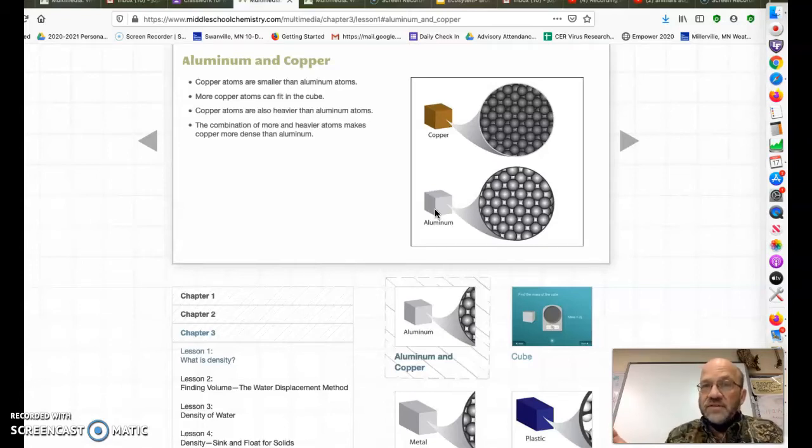Because of the atoms, of course, because the atoms in the copper are more condensed. They're smaller and they're more packed and they're heavier. So this is more dense than this one. That's what we talk about with density.